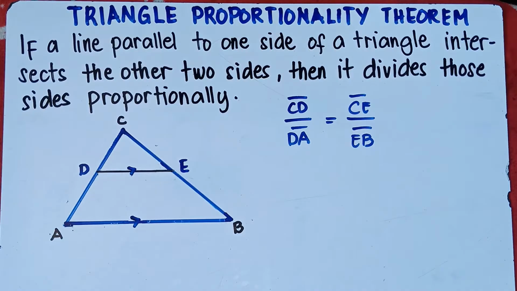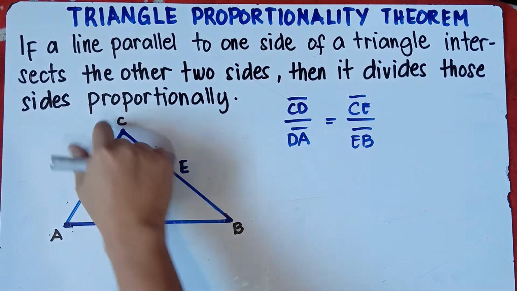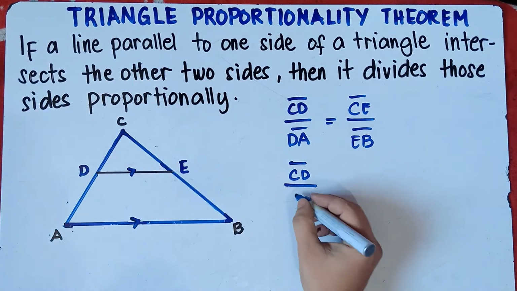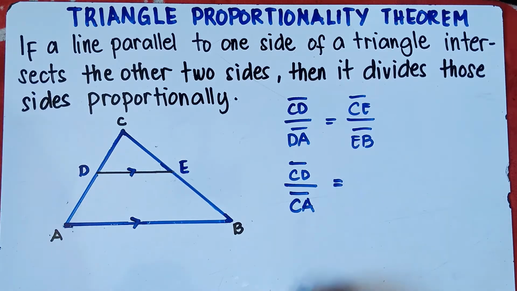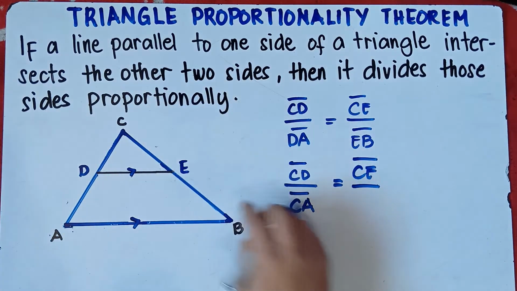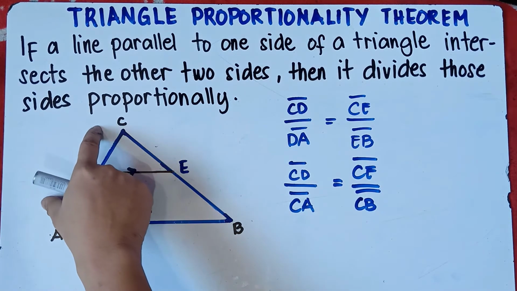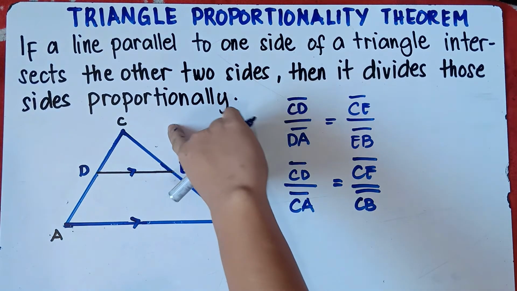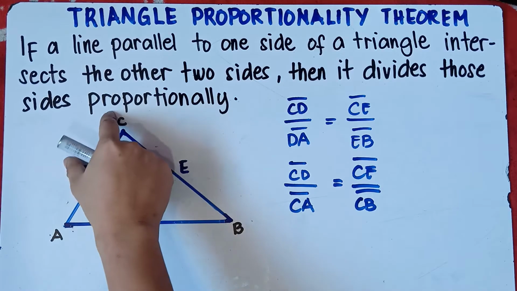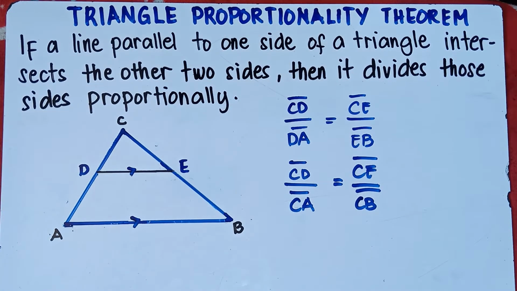So let's give an example, class, for you to understand this one. Once again, you can also make proportions: line segment CD over the total CA is equal to line segment CE over the total CB. So you can make as many proportions as you can. What you do on the left side, you also do on the right side. You can have AD over DC, then BE over AC. Alright, so let's give an example, class, for you to understand this one.